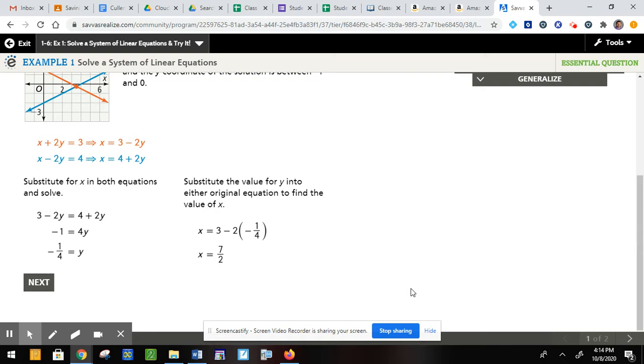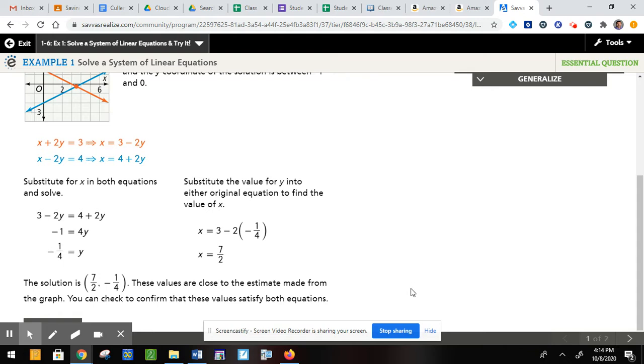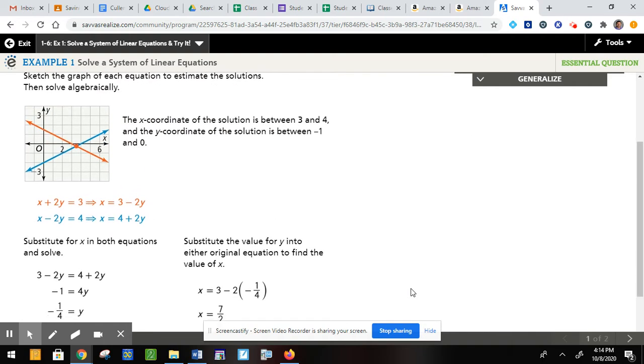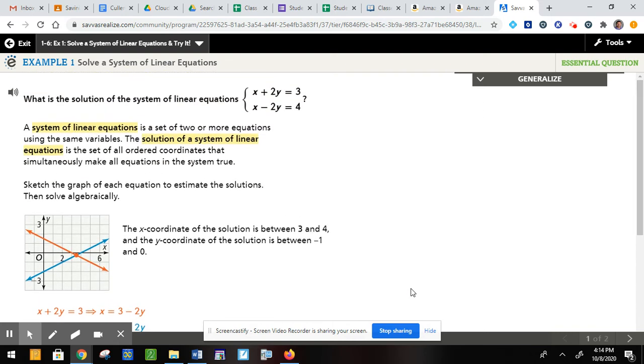You substitute that into either of the other two equations and solve for x, and you get 7/2 for x. So then the solution is 7/2 and negative 1/4. So again, graphing works, but it's hard to be as precise. The other thing you could have done with this that they're not suggesting even in the notes here is by elimination. All right, so we'll demonstrate that on the next example.